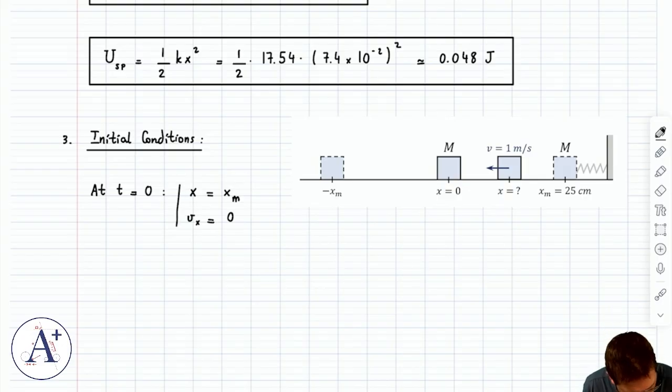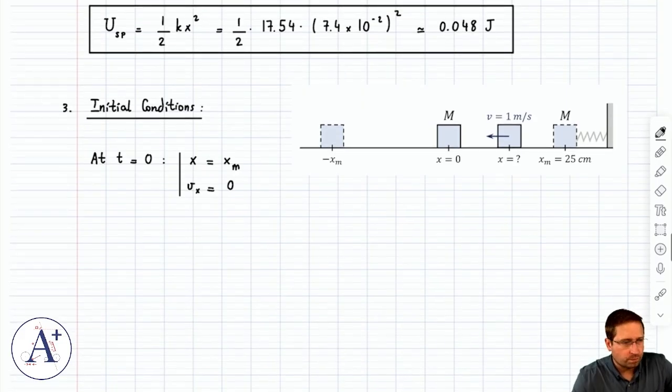Now in general, I need both. In some cases, I only need to know the initial condition on x. And that's typically what happens here. But in general, you need both, and there's a whole bunch of problems where you use the fact that you need both to figure out what the phase constant is, which we'll get to. But here we're going to start with a simple example just to get warmed up.